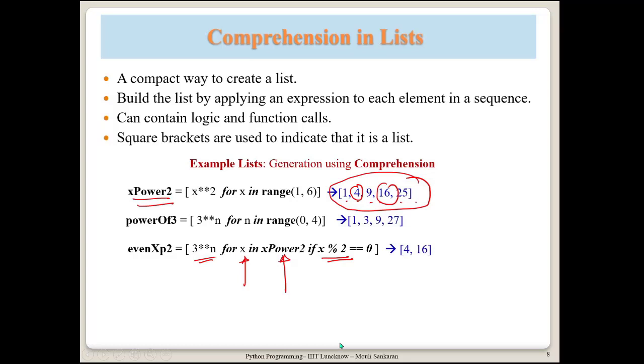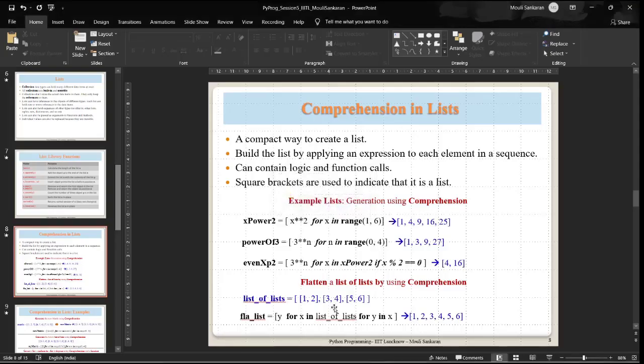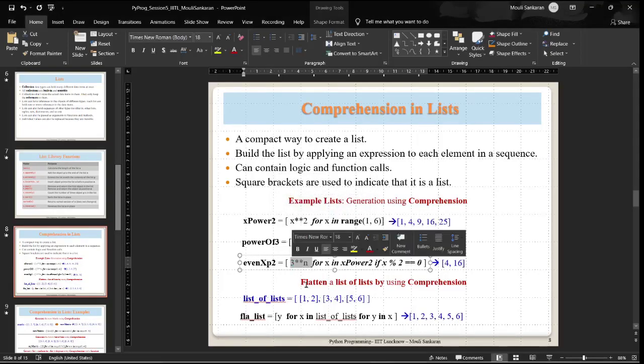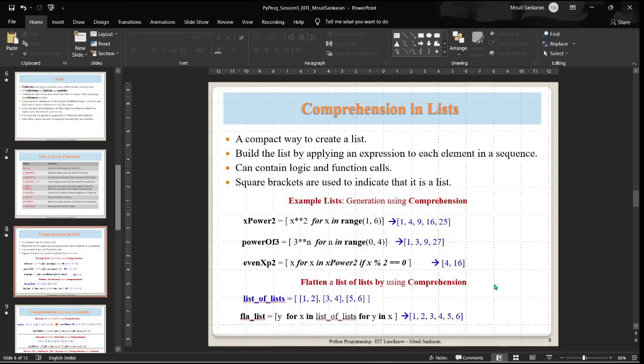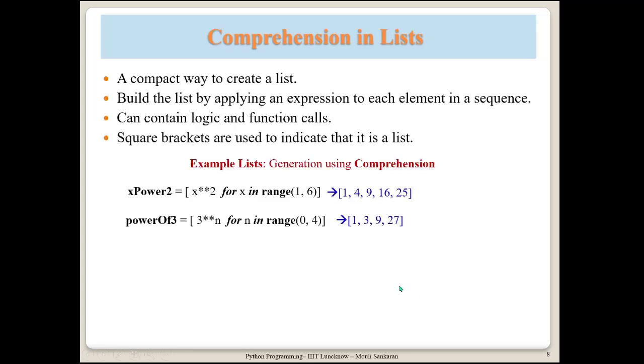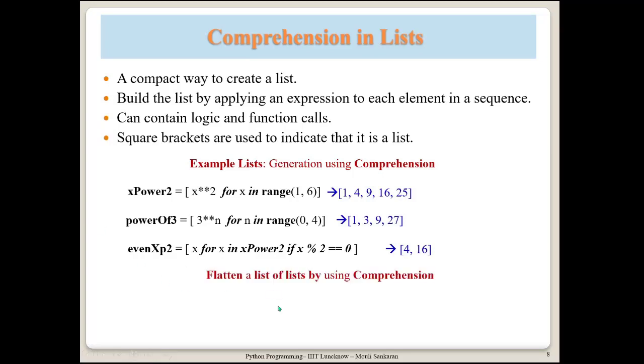Sorry? Sir, only x. That's all, right? Yes, that's it. I don't know why I made a mistake. Maybe a copy paste error. Good that I caught it now. Is it correct? I think so. Yeah, x is from this list. So 4 and 16, and that's what I am getting. So for x, it is x power 2. Maybe you can try it out. n is not there at all.